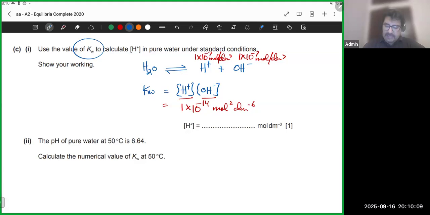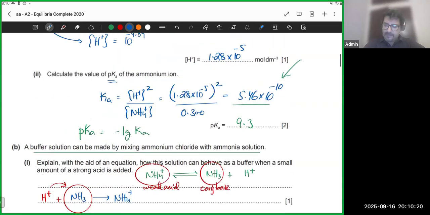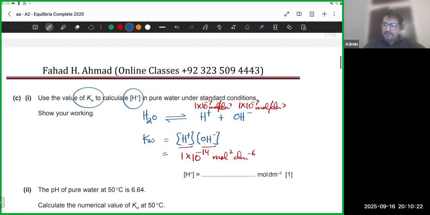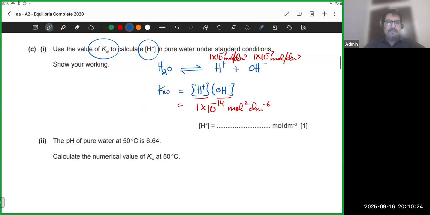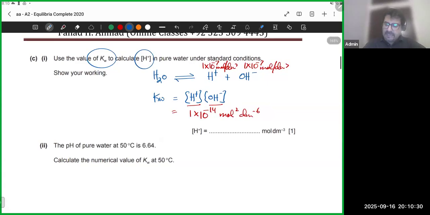So what is he asking? He's asking, calculate the H plus 1 concentration in pure water under standard conditions. So we kind of already know what the concentration is, but I'm suspecting because it's a part of the question, I think he gave us the Kw value, and he did not tell us what the H plus 1 and OH ion concentrations were.